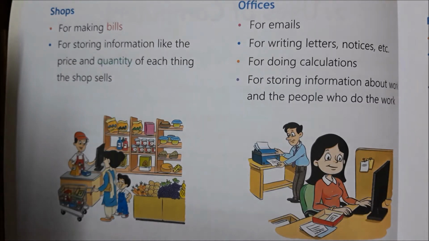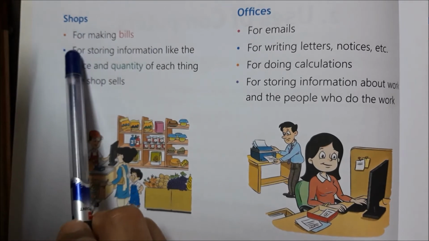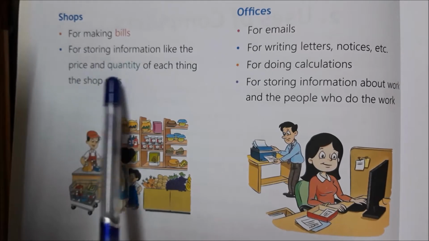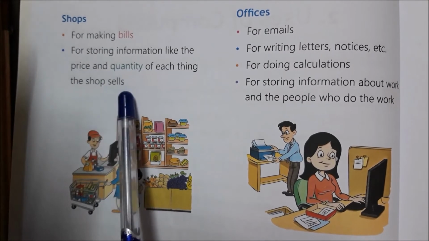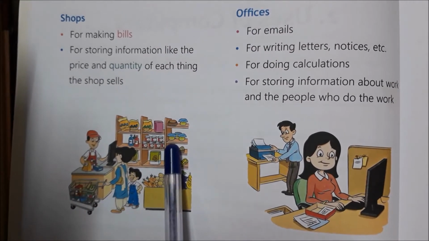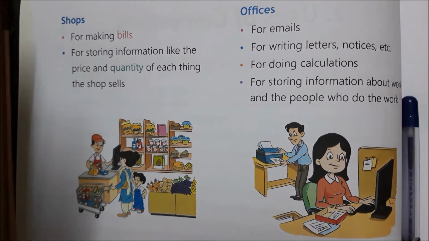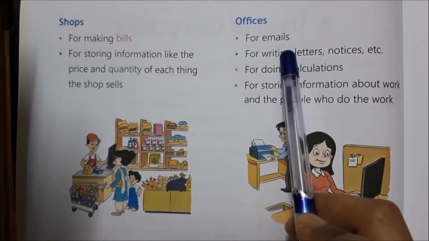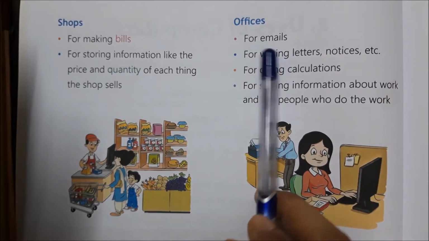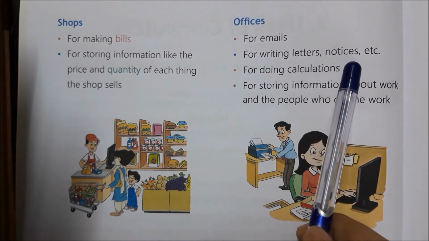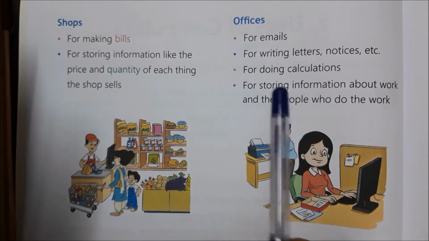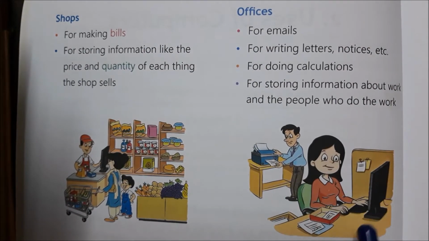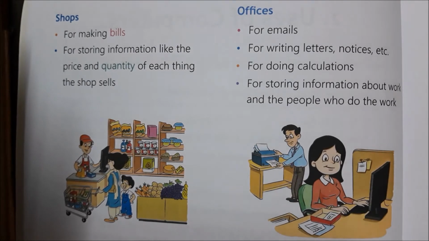Where else do we use computers? In shops. For making bills, for storing information like the price and quantity of each thing the shop sells. So we use them in shops. We also use computers in offices. For emails, you must have heard the word email before, and then for writing letters, notices, for doing calculations, for storing information about work and the people who do the work. So this is an office scene where you can see they are using computers for different things.